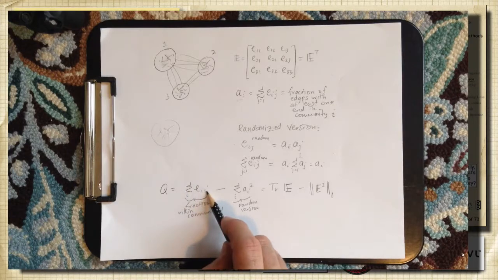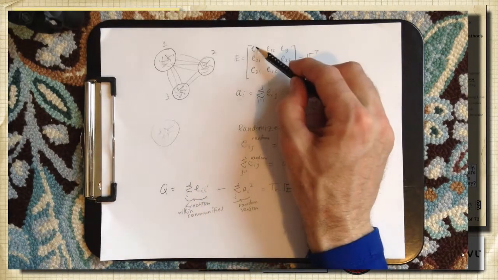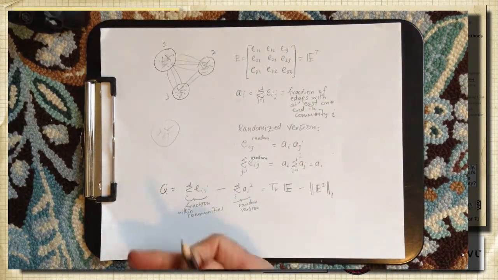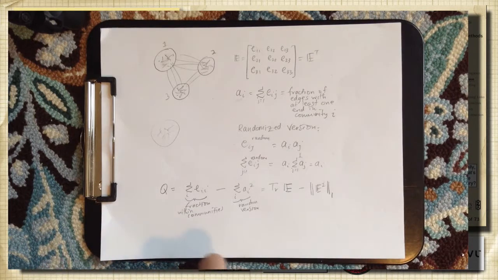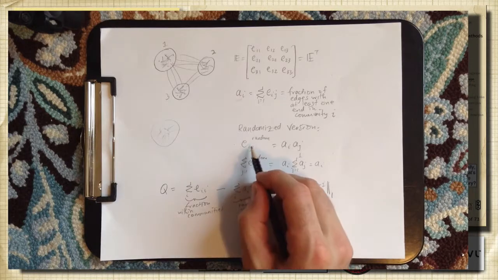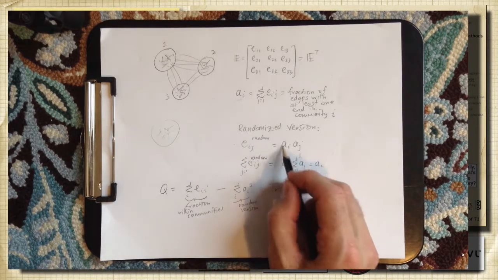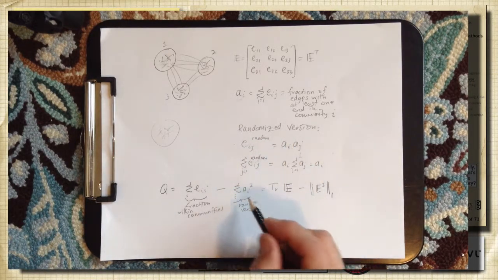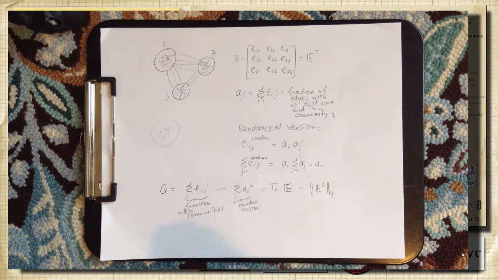So it's a sum of E_ii, right? So we're going to sum down here. So that's the fraction of all edges that are within communities. And then we have to subtract off the randomized version. And E_ij random is a_i a_j, so we want a_i squared, in fact, right? So this is the sum here.